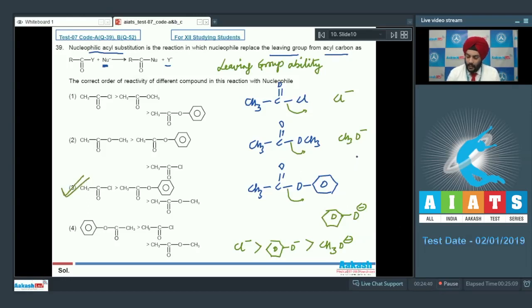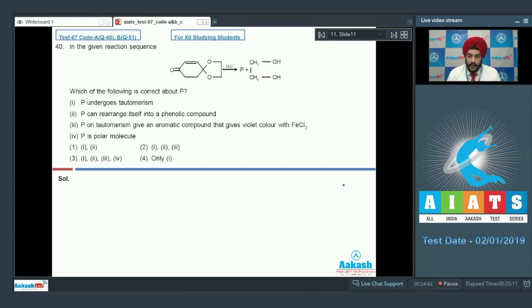Let us look at the next question, question number 40. In the given reaction sequence, we have a ketal which is allowed to undergo hydrolysis. When this ketal undergoes hydrolysis, the product P formed will be this, plus the ethylene glycol which was used to form the ketal would be regenerated. Now if we talk about this structure P which is formed, it can undergo tautomerism.